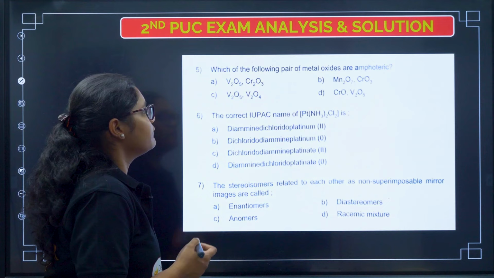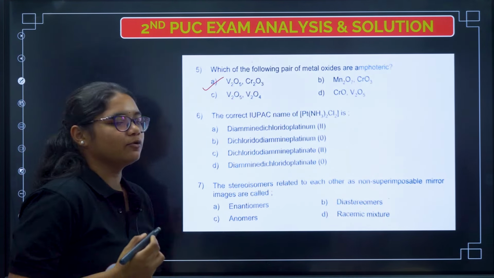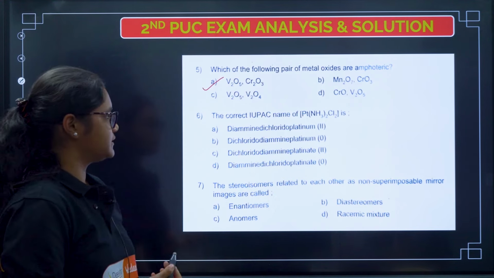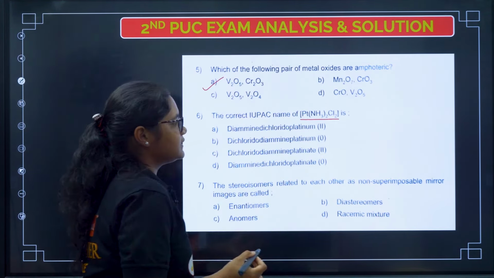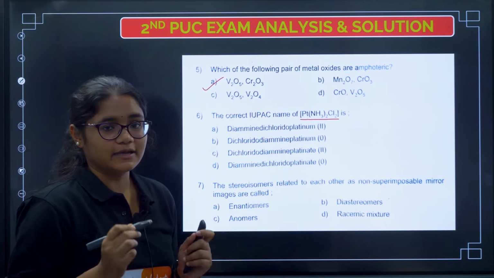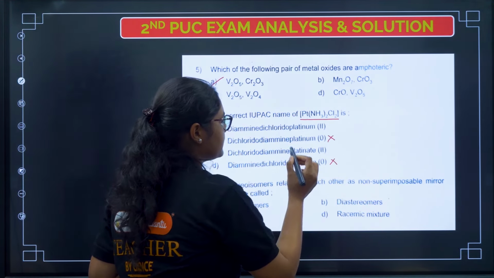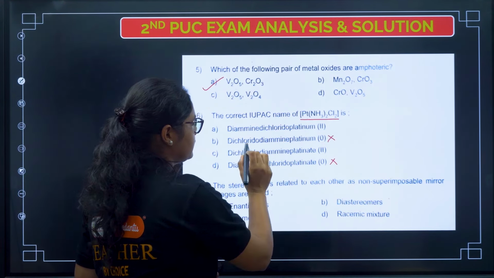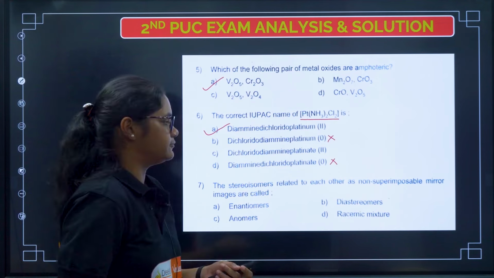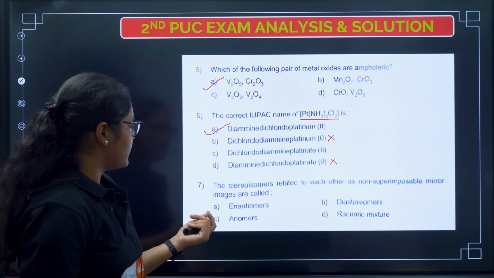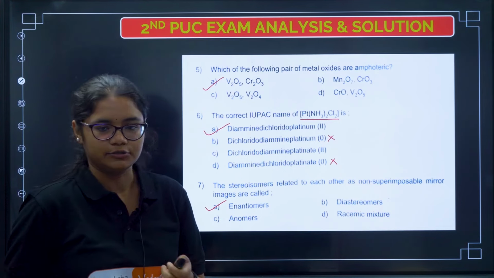Next question, which of the following oxides are amphoteric? A very direct question, V2O5 and Cr2O3. This question is from your d block. Okay, next, the correct IUPAC name. You can see the oxidation state of platinum here is +2, right? So we can easily eliminate these two options. Then we have diammine and dichlorido. We follow alphabetical order, so that is why diammine will come first. Next, stereoisomers which are non-superimposable mirror images will be your enantiomers.